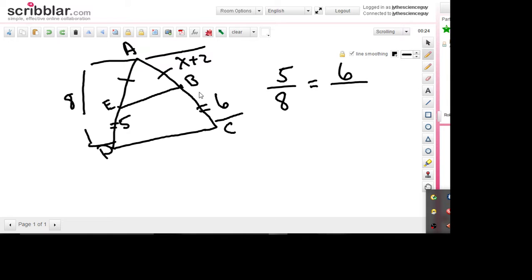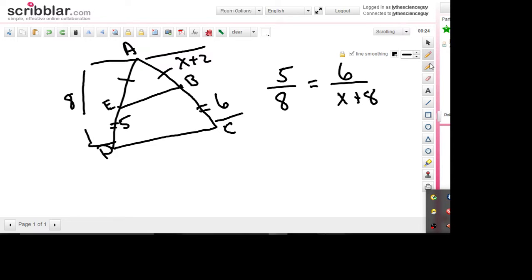X plus 2. That's the whole side. That represents some number. Okay? What's the piece from B to C? 6. And how would you find the whole thing? What would you do to those two numbers? If you're asking for the whole, add them. So just add them together. So when you add them together, what do you get? X plus 8. Do you see that now?